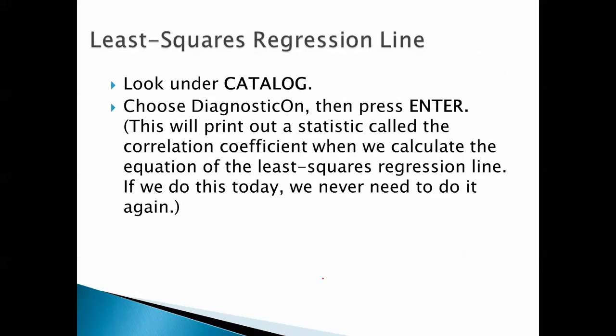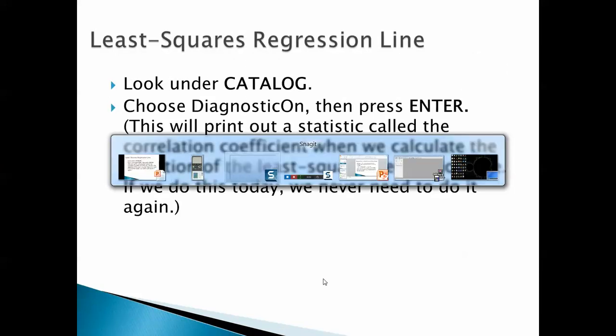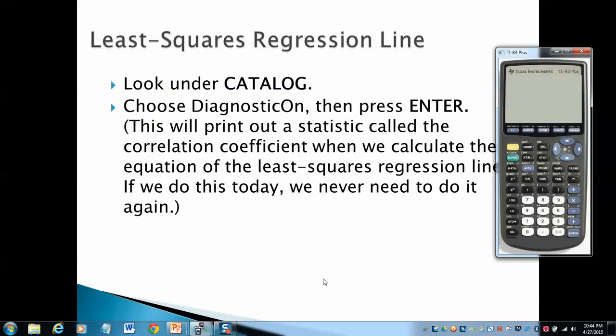So here's how we get the least squares regression line. Look under Catalog, and choose Diagnostic On and press Enter. So Catalog is second and then 0. So second, 0, that's Catalog, and then scroll down to Diagnostic On.